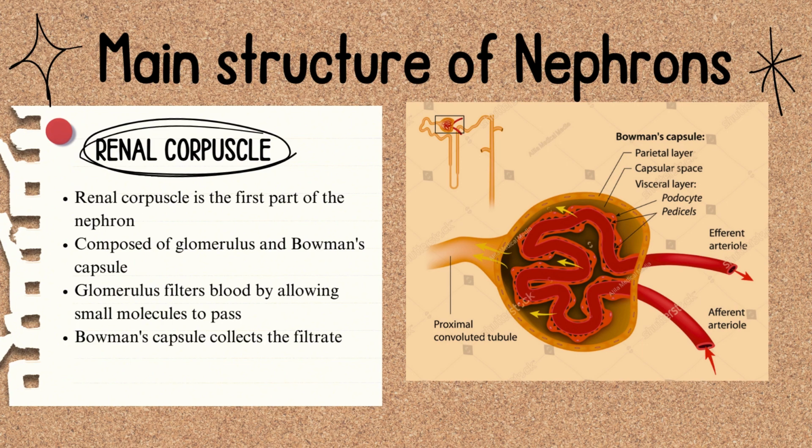Additionally, the efferent arteriole diameter is smaller than that of the afferent arteriole, creating a relatively high blood pressure in the glomerulus, which is critical for maintaining the filtration process.